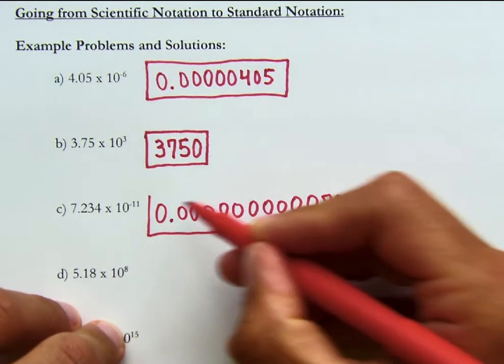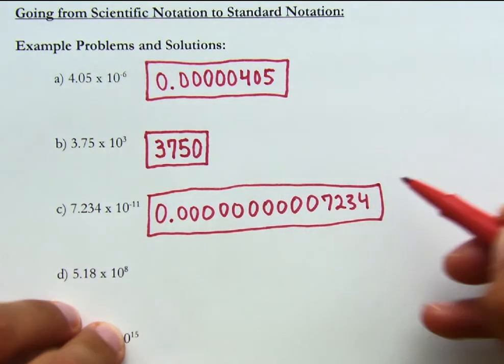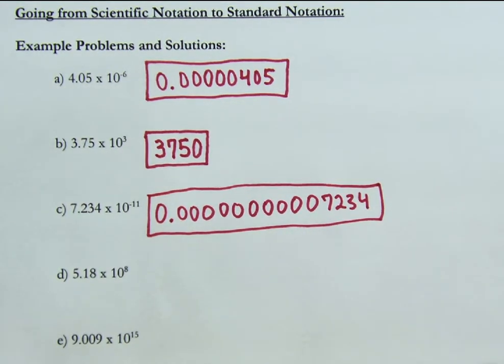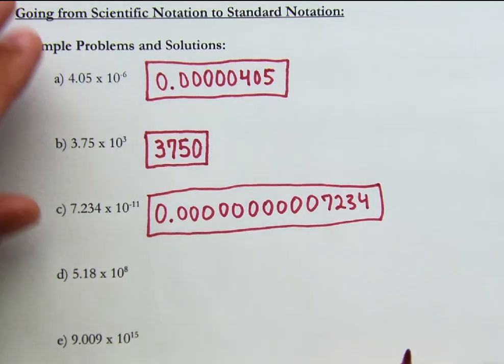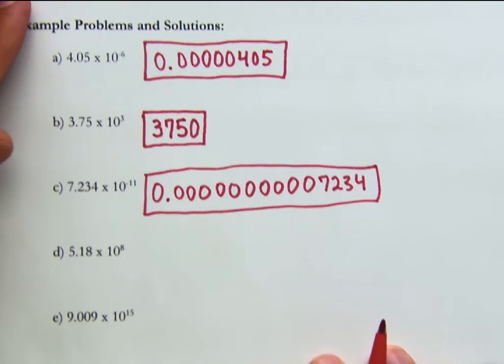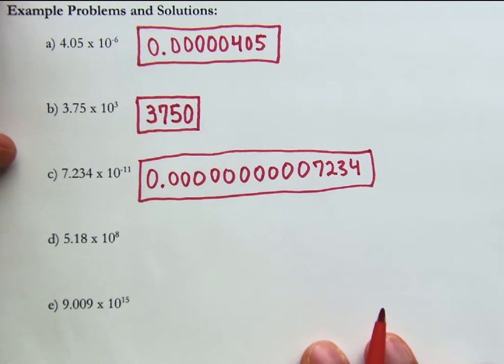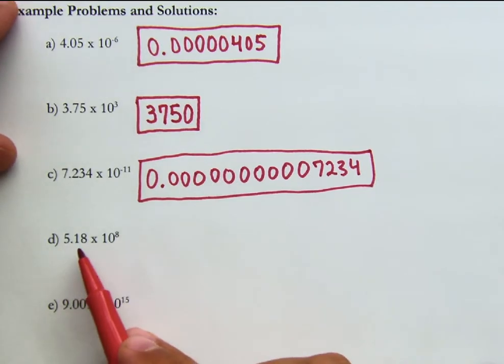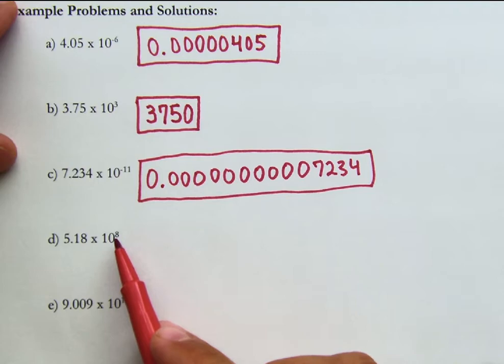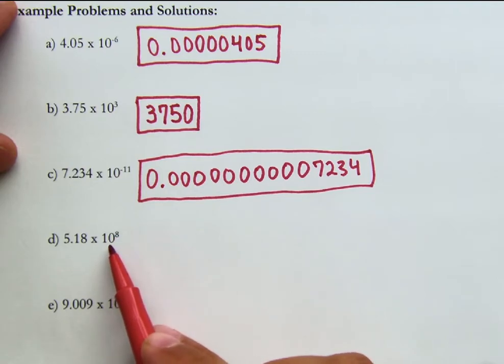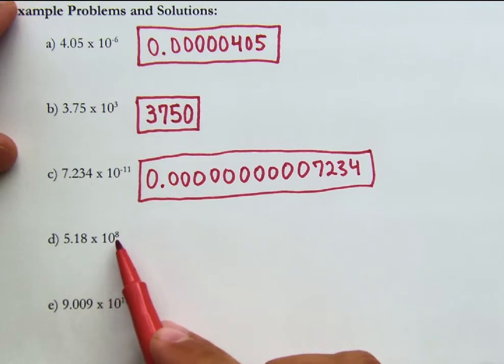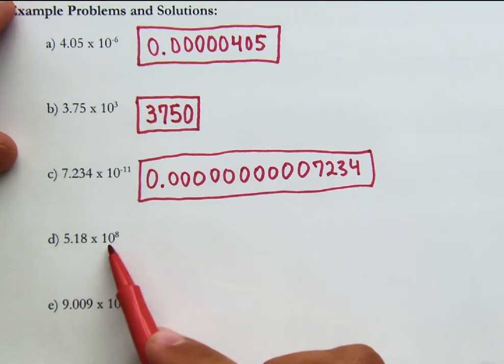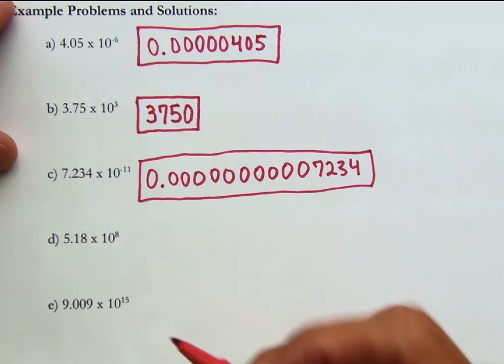You can see that writing this number is starting to get a little bit tedious, a little bit of a pain. So the next one, I'm going to slide this up a little bit. This is 5.18 times 10 to the 8th. So 10 to the 6 is a million. 10 to the 7 is 10 million. 10 to the 8 is 100 million. If you take 5 times 100 million, you're going to get 500 million, right? And that's about what our answer should look like.